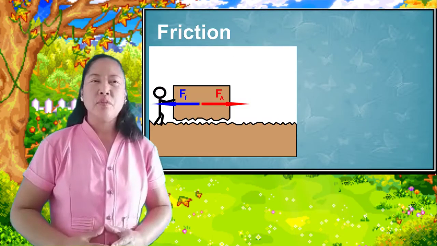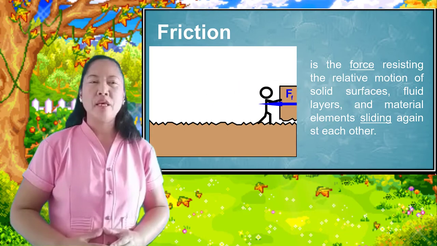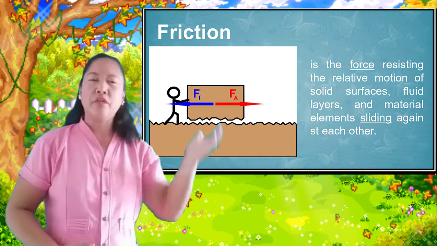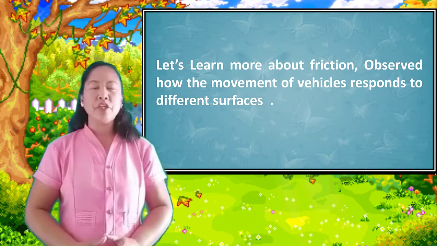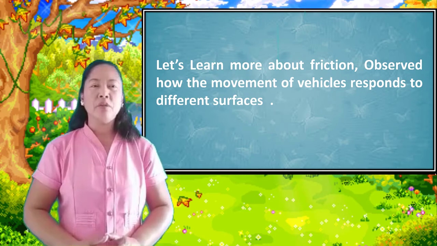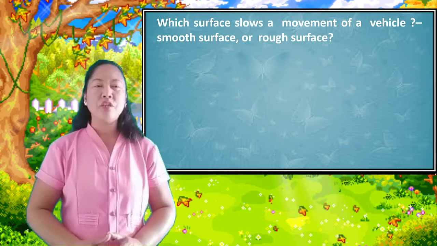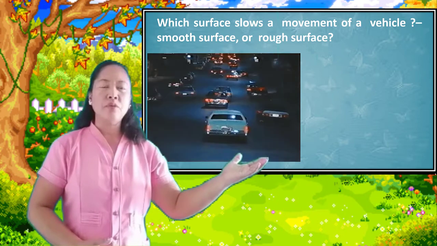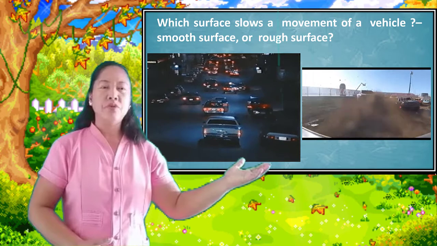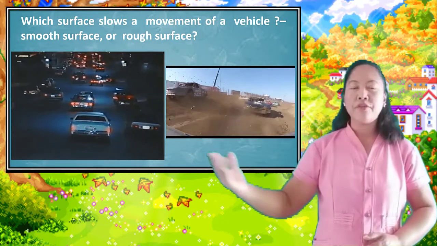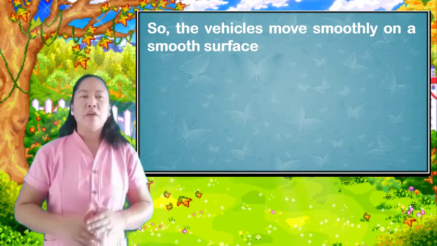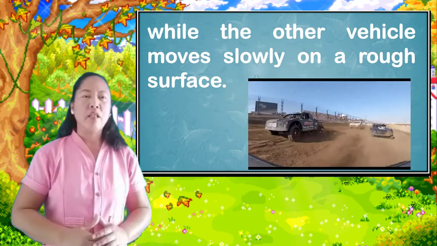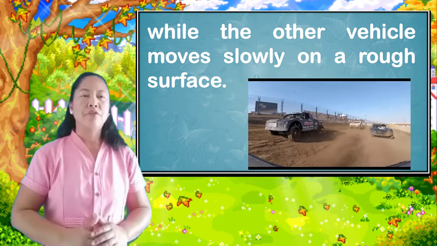Friction is a force that opposes motion between two surfaces touching each other. It is called friction. Let's learn more about friction. Try to find out how the movement of vehicles responds to different surfaces. Which surface slows the movement of a vehicle? Smooth surface or a rough surface? So, the vehicles move smoothly on a smooth surface, while the other vehicle moves slowly on a rough surface.